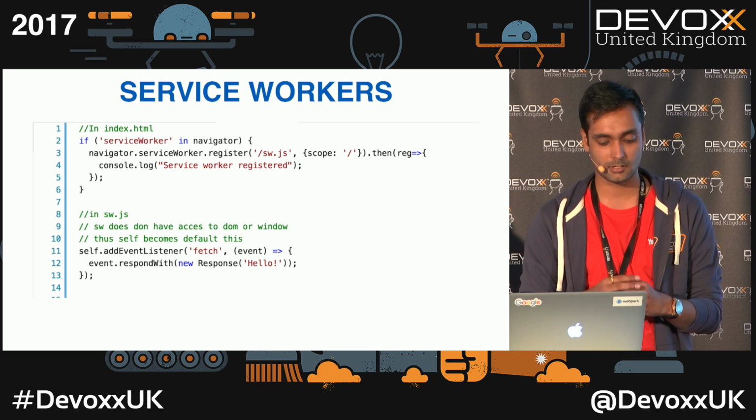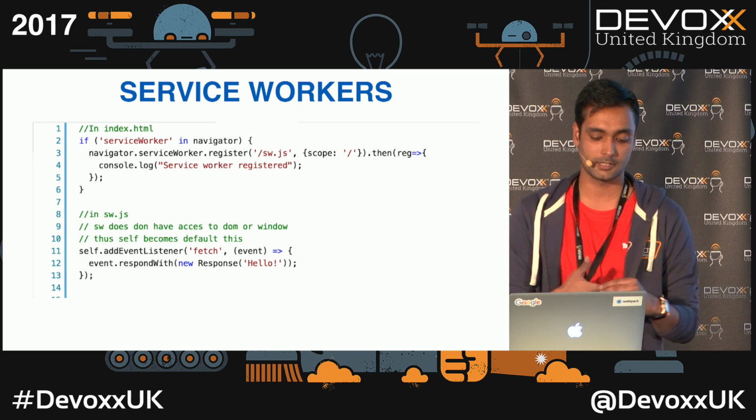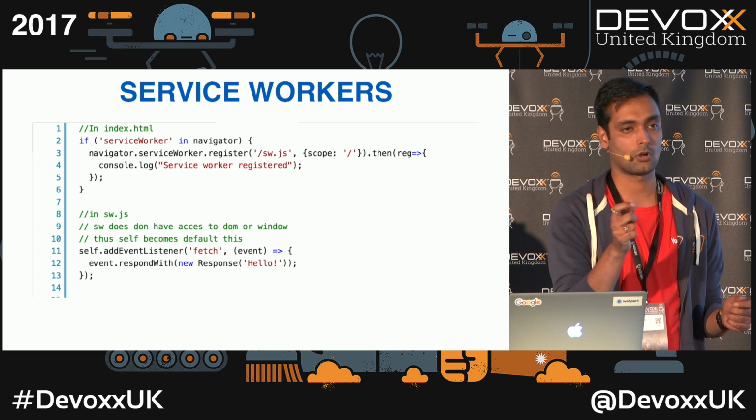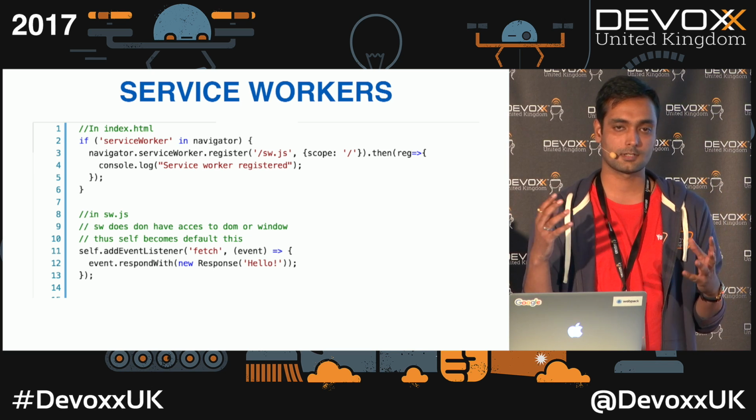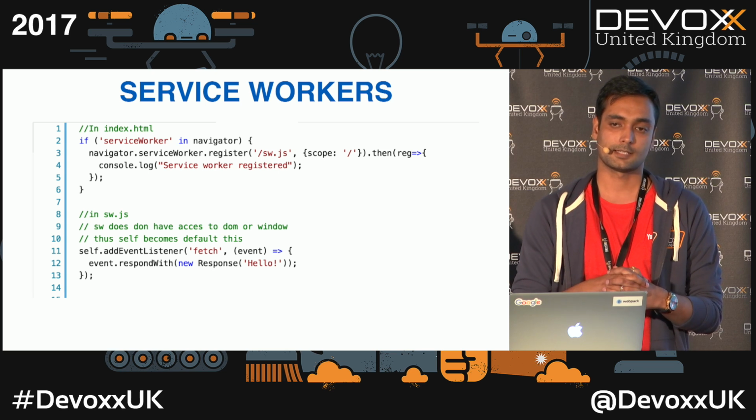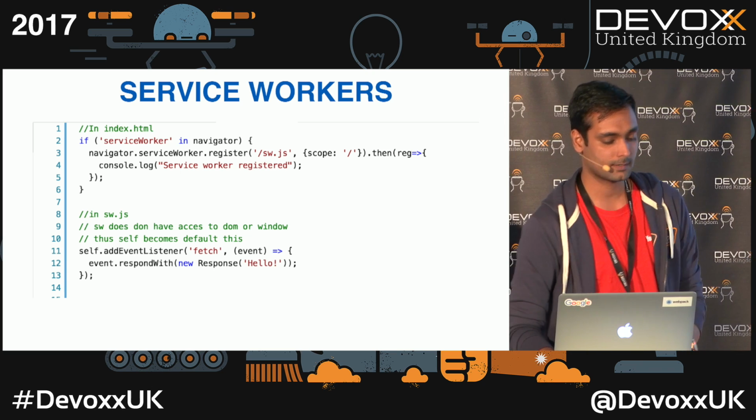We'll check if the navigator has the capability of service worker. We'll call navigator.serviceWorker.register, and then the path of your JavaScript file. This returns a promise telling whether this file was successfully downloaded and installed or not. Also, there's an option of scope.